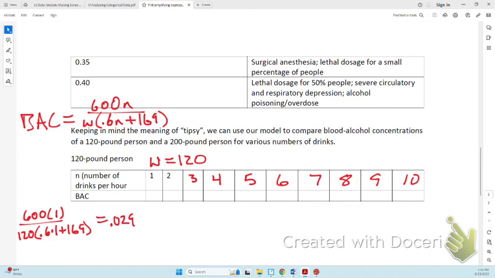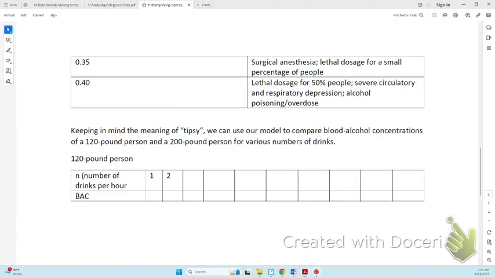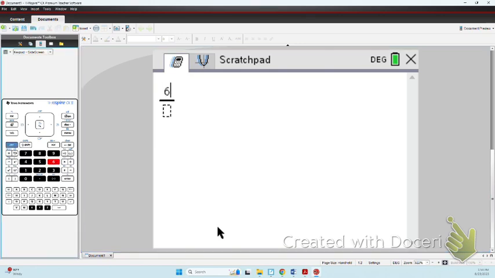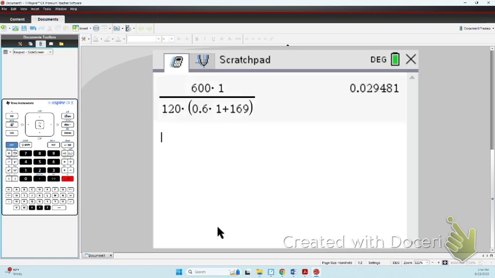But you have to do that 10 times, and the calculator can do it very quick. So let's look at the calculator. First off, if you're doing it by hand, one at a time, you can press Control Divide. 600 times 1 drink over 120, parenthesis 0.6 times 1 plus 169. And you get 0.029.